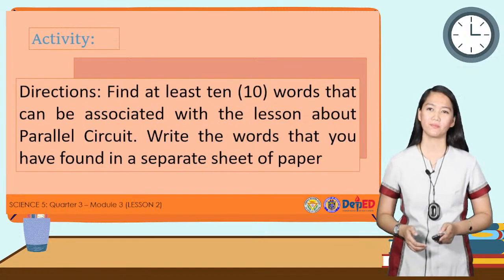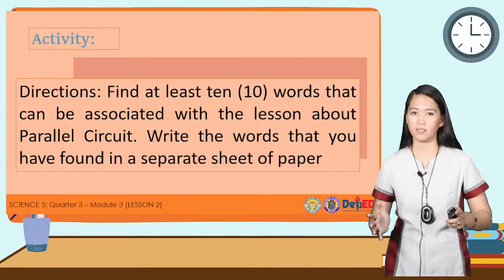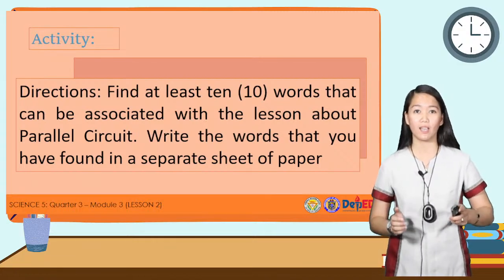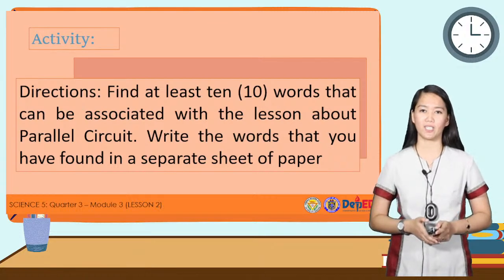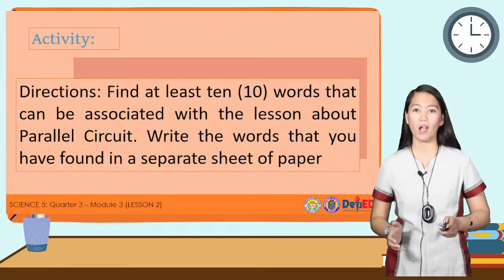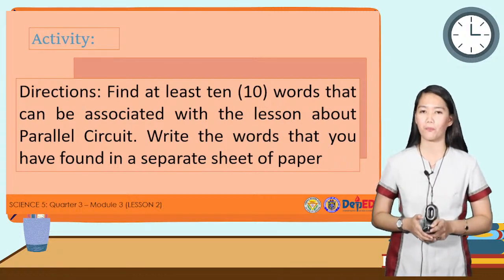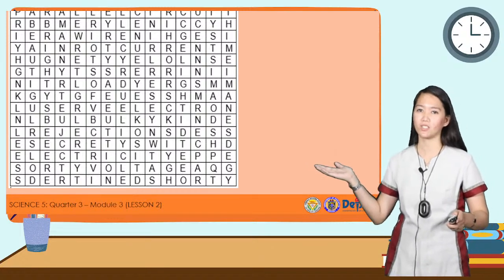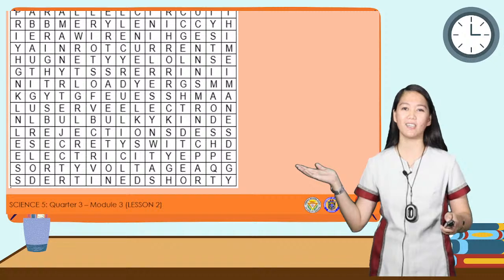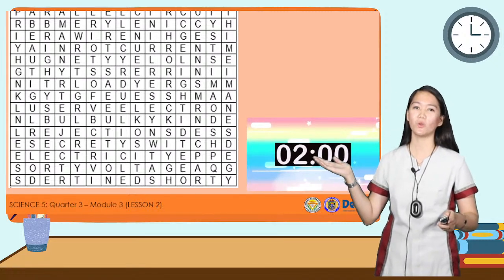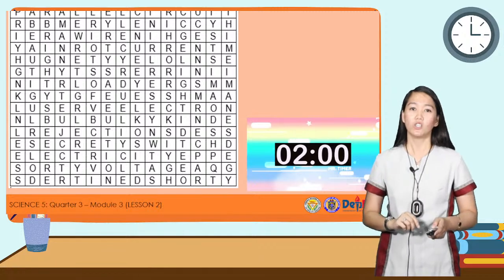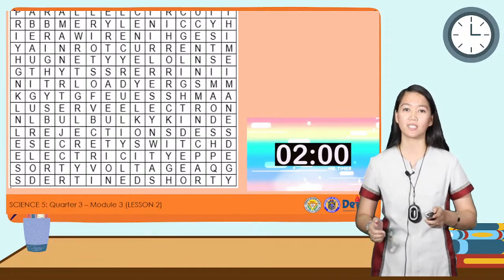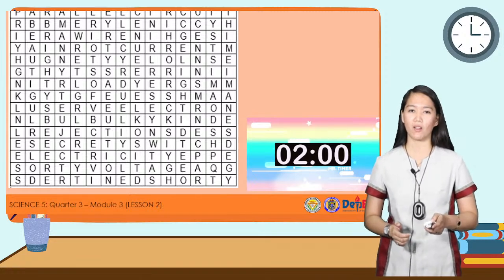Moving on, you are going to find at least 10 words that can be associated with the lesson about parallel circuit. Write the words that you have found in a separate sheet of paper. Okay. So here is the crossword puzzle. Are you all ready? I will be giving you 2 minutes to find the 10 words associated with parallel circuit. And your time starts now.